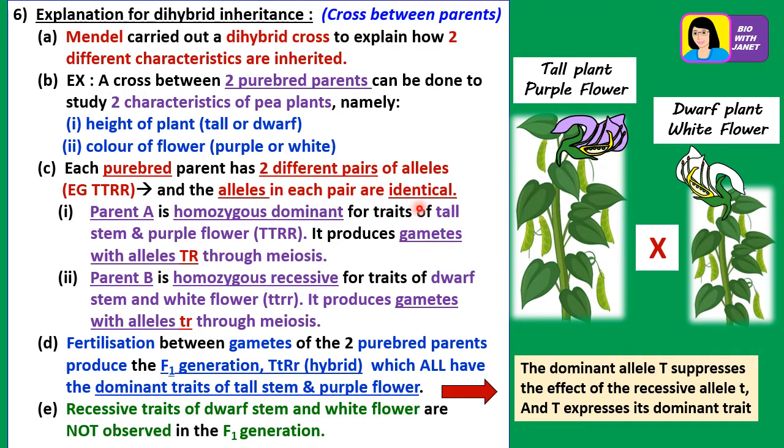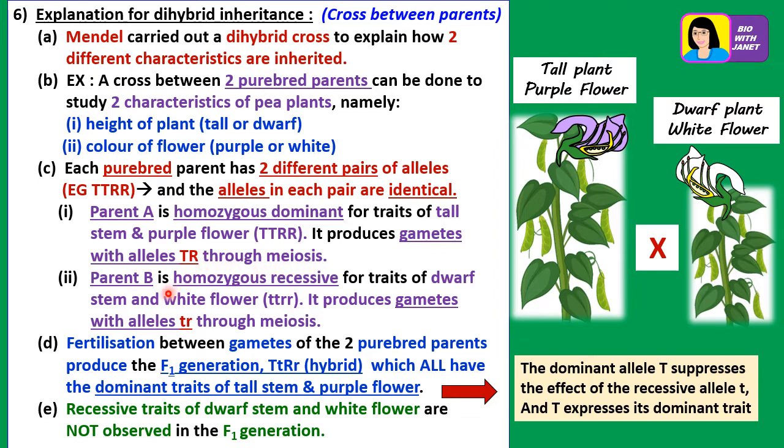So to begin, each purebred parent has two different pairs of alleles, and the alleles in each pair are identical. Now, since parent A is purebred, it is homozygous dominant for traits of tall stem and purple flower. So this is its genotype, big T, big T, big R, big R. It produces gametes with alleles big T, big R through meiosis. As you have seen just now, the gamete has alleles big T, big R.